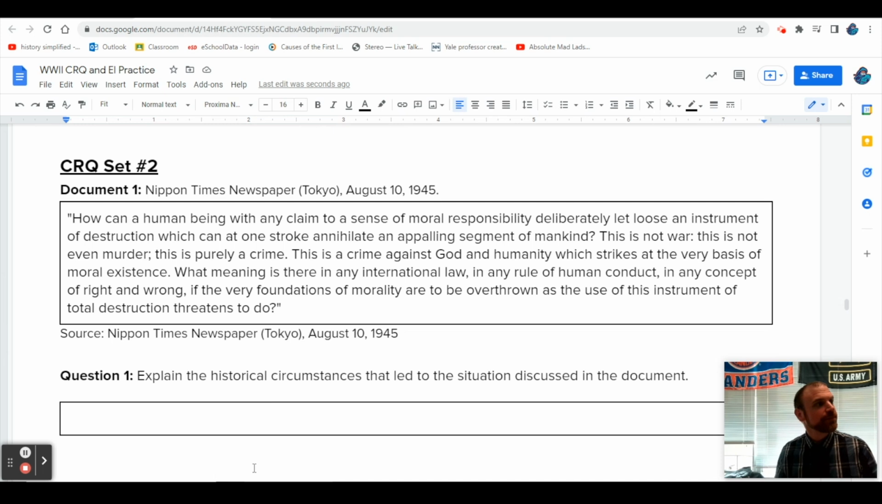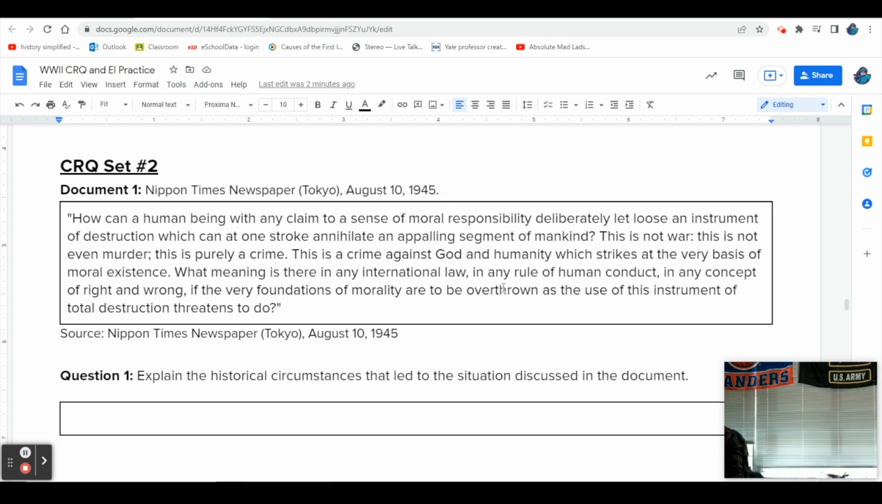Let's move on. CRQ set number 2. We'll do a little bit more for today, and then we'll end a little bit early. So this one says, Nippon Times newspaper, Tokyo, August 10th, 1945. So I see the month, I see the year, I see where it's being written. I'm already thinking this is probably World War II, maybe even the atomic bomb.